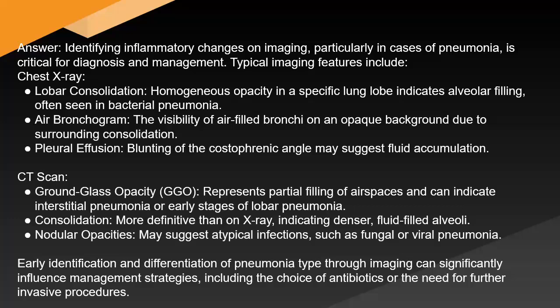CT scan: ground glass opacity (GGO) represents partial filling of air spaces and can indicate interstitial pneumonia or early stages of lobar pneumonia. Consolidation: more definitive than on X-ray, indicating denser fluid-filled alveoli. Nodular opacities may suggest atypical infections such as fungal or viral pneumonia. Early identification and differentiation of pneumonia type through imaging can significantly influence management strategies, including the choice of antibiotics or the need for further invasive procedures.